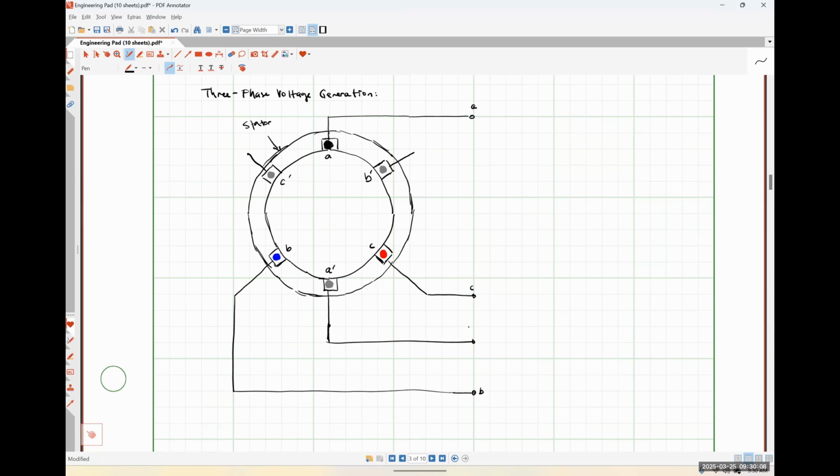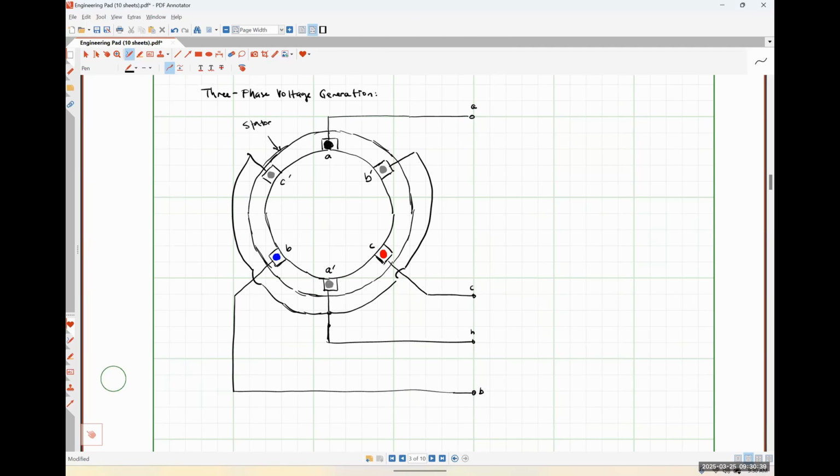And so this is going to be my neutral. That looks too much like an H. Jump that over. Jump that over like so. And so this is what's called a Y-connected stator, okay?